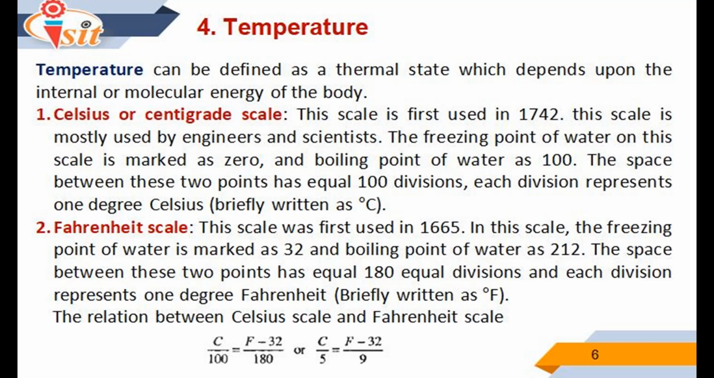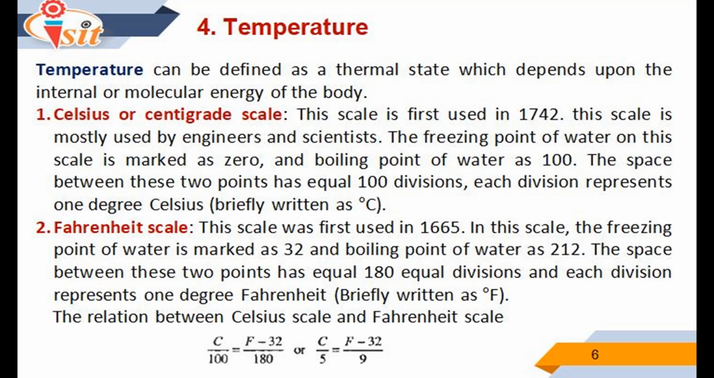The first one is related to the Celsius or centigrade scale. This scale was first used by Celsius in 1742. It is mostly used by engineers and scientists. The freezing point of water on this scale is marked as 0, and the boiling point of water as 100. The space between those 2 points has equal divisions and each division represents 1 degree Celsius.